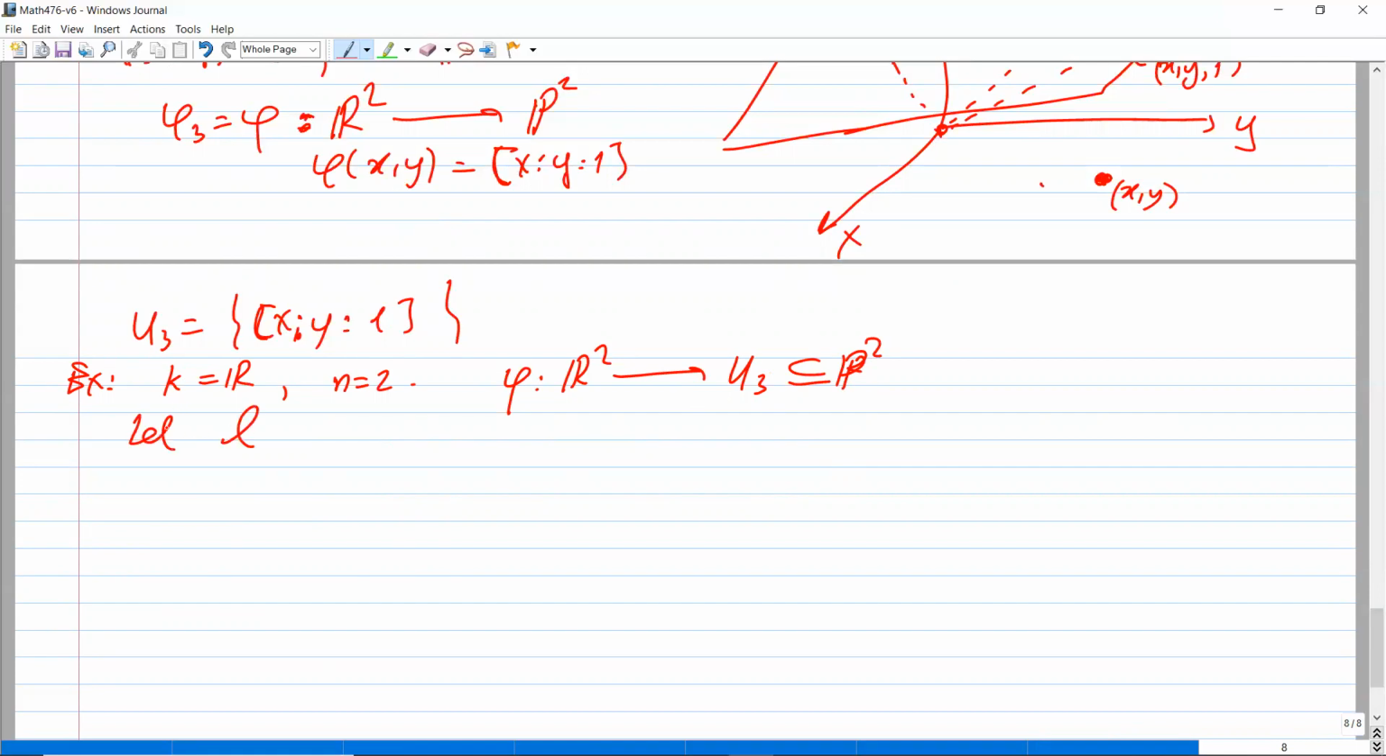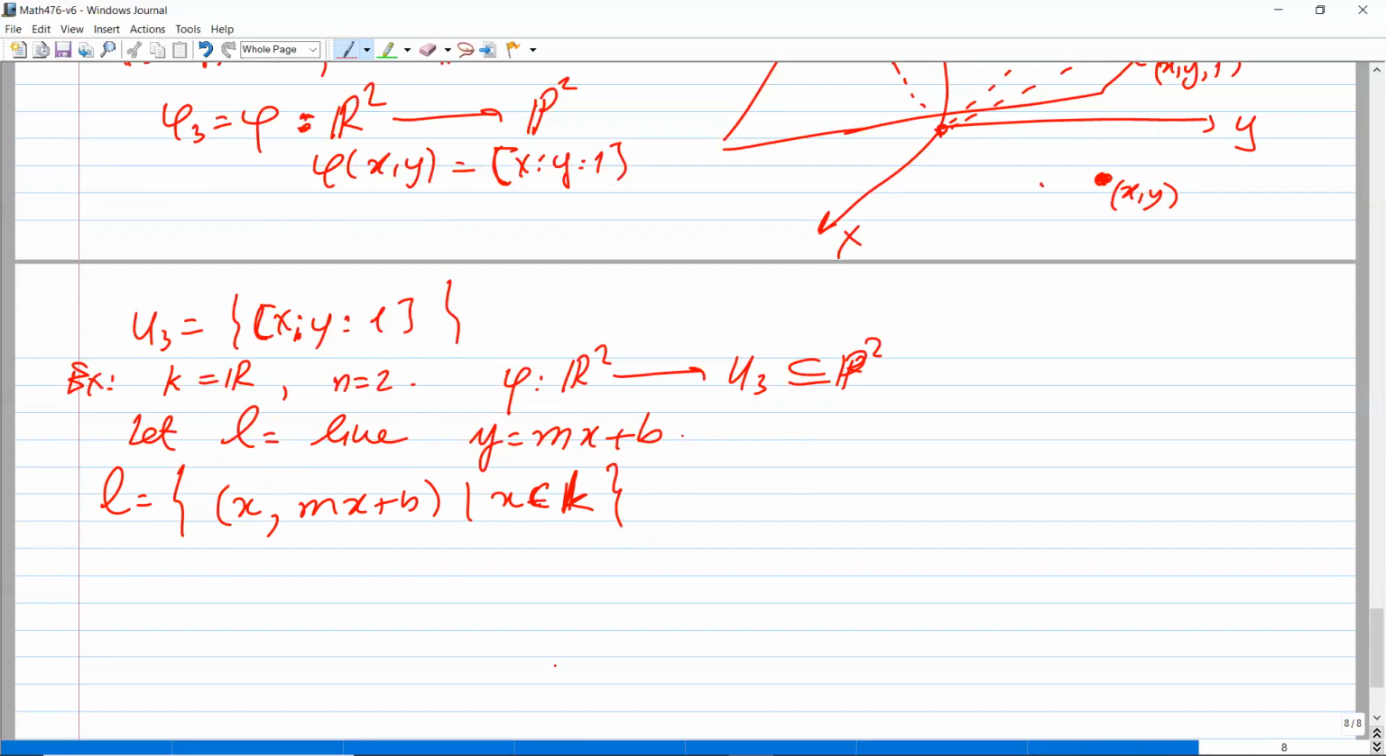So let L be the line y equals mx plus b. So let's look at this image. This is (x, mx plus b), where x is a real number, or x is in K for arbitrary K, but let's think of it as R. So what is phi of L? This line satisfies the equation y equals mx plus b.